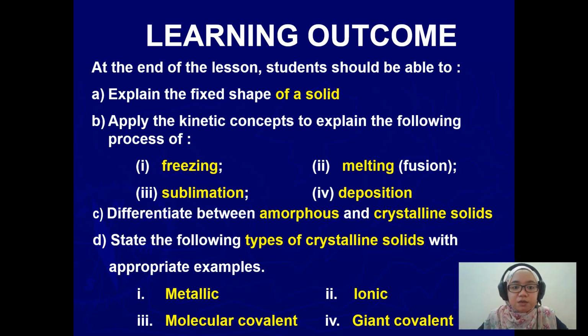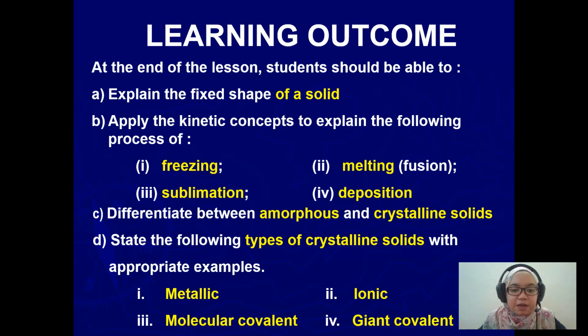Second one, we are going to apply the kinetic concepts to explain the following processes: number 1, freezing, number 2, melting, number 3, sublimation, and number 4, deposition. And third, we're going to differentiate between the amorphous and the crystalline solids. And last one, we are going to state the following types of crystalline solid with appropriate examples.